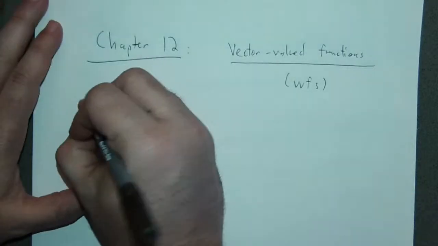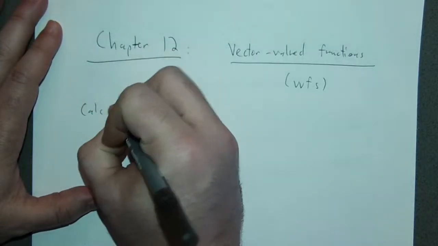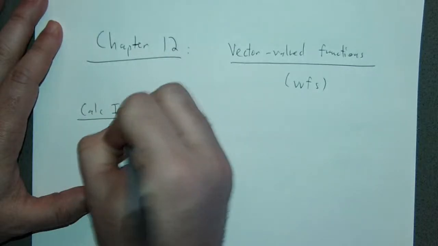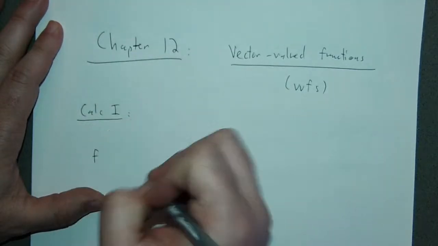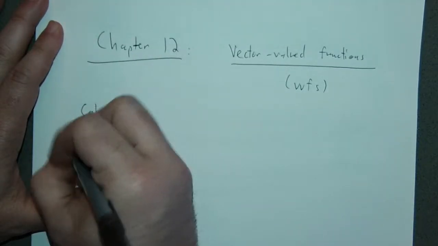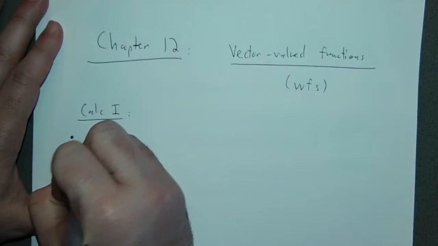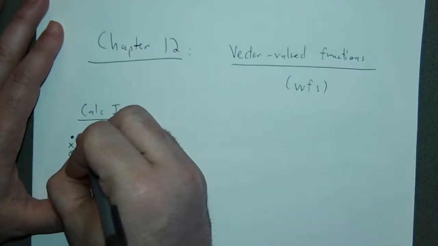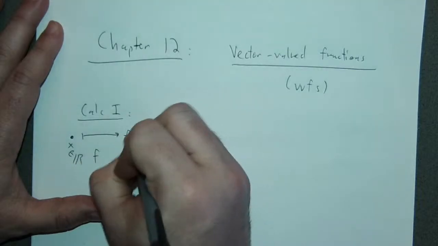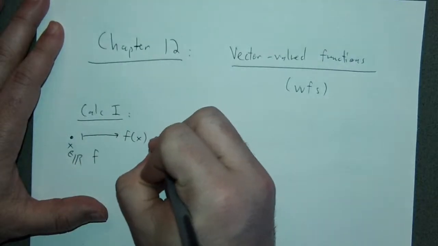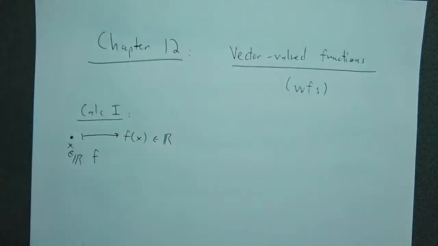Typically in Calc 1 world, you have a function f that takes x, which is a point, right? X is a real number. It's a single real number, and it assigns to it f of x, which is also a real number.